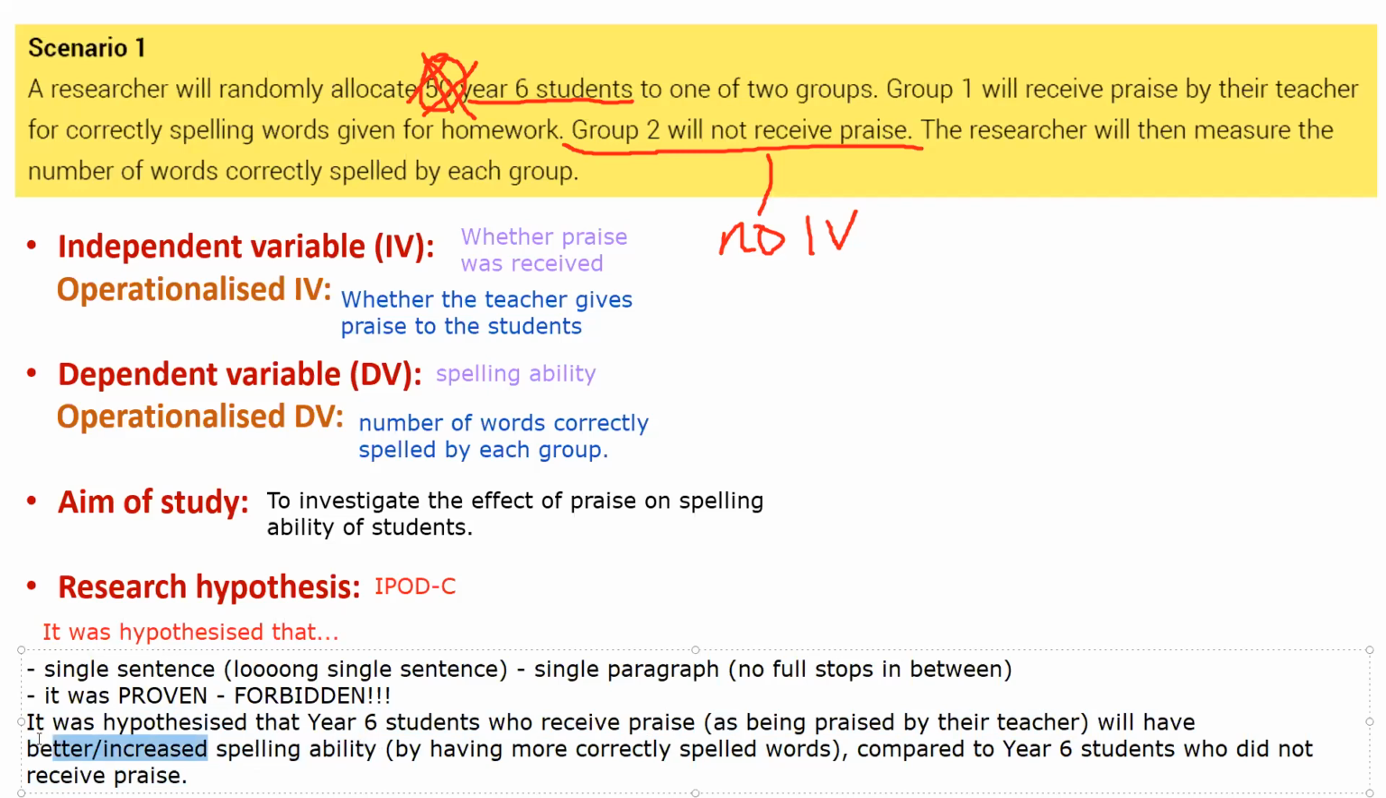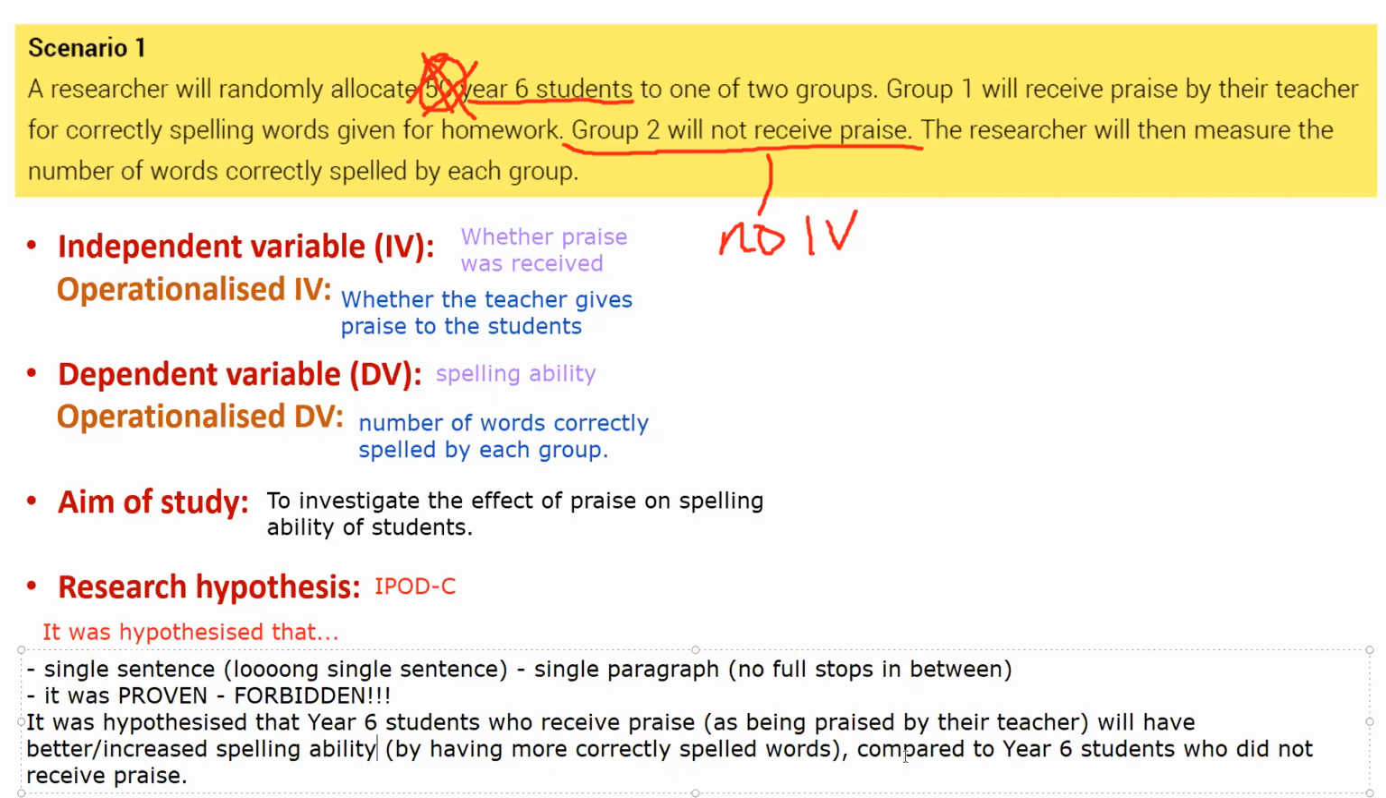And note that I've written better or increased. So I've mentioned what the trend is. You always need to mention what the direction of effect or trend is. So is it increasing? Is it decreasing? Is it getting better? Is it getting worse? You need to mention a descriptive word there. Those of you who do health and human, a lot of the time when you analyze data, you always mention whether it's increasing or decreasing. Similarly, when we write a hypothesis, we always have to mention that direction of effect. What's in the brackets here is the operationalized DV.